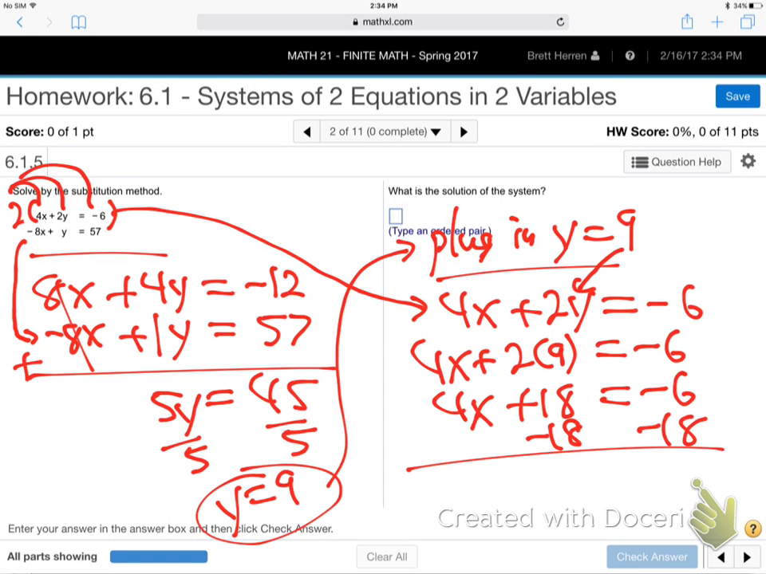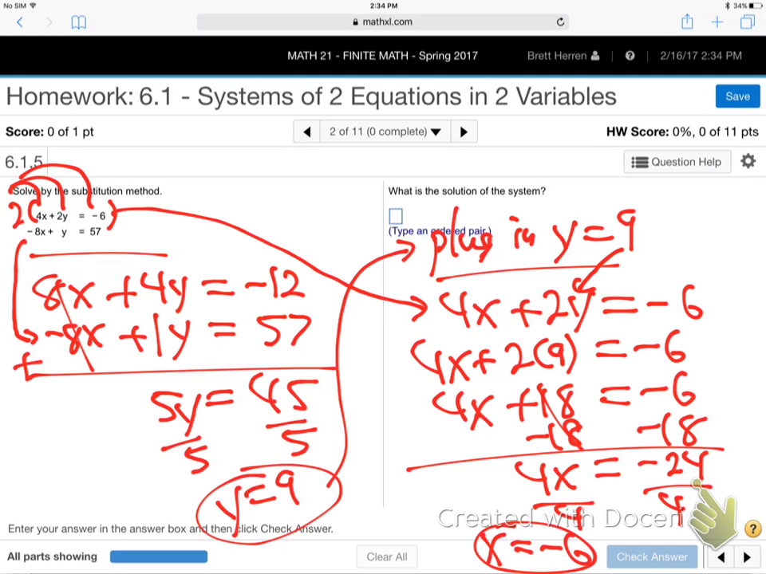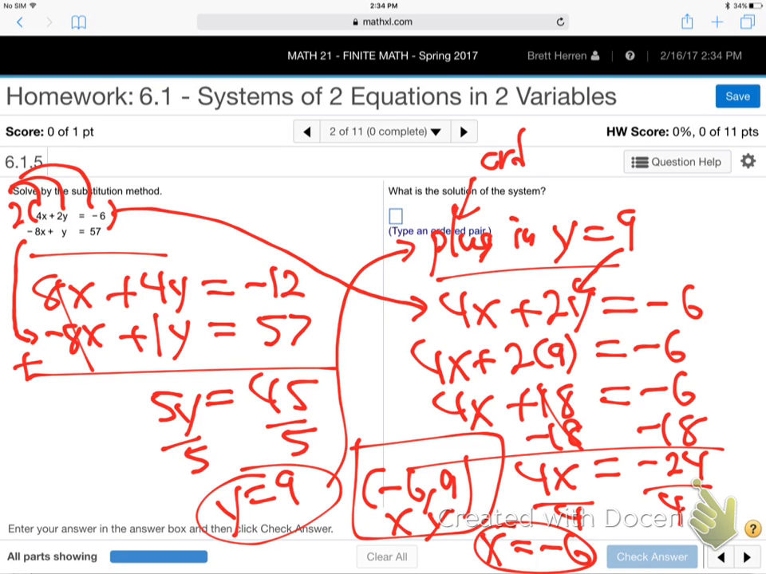All right, subtract 18 from both sides. 4x is minus 24, right? Divide by 4, x is minus 6. So the answer then is minus 6 comma 9, because you've got to give x, y. That's the final answer. See how they say, type in ordered pair. What that means is they want two numbers with a comma. Negative 6 comma 9. X comma y. That's the x and the y values that would make both equations true at the same time.